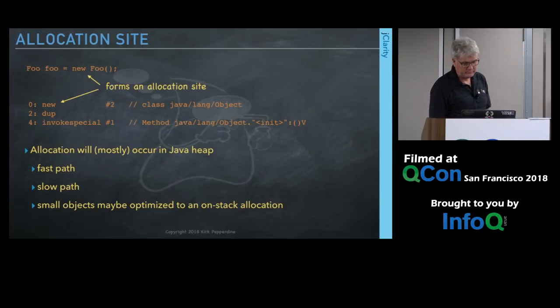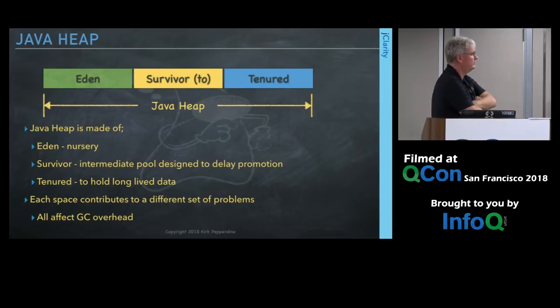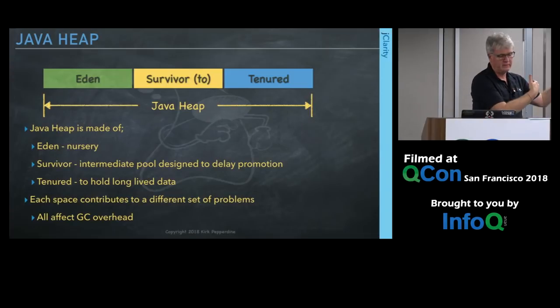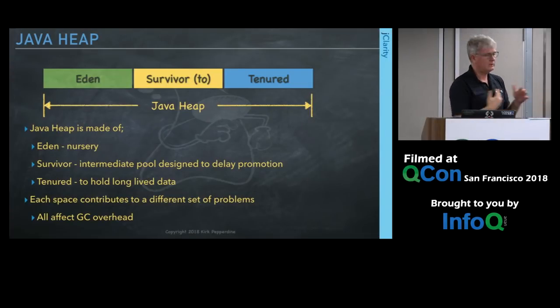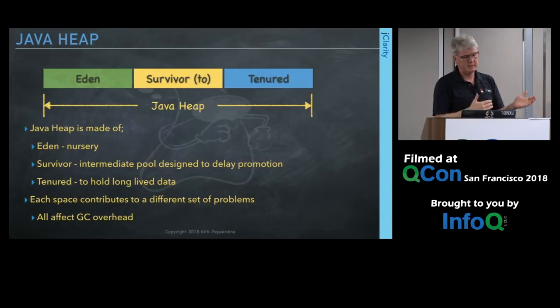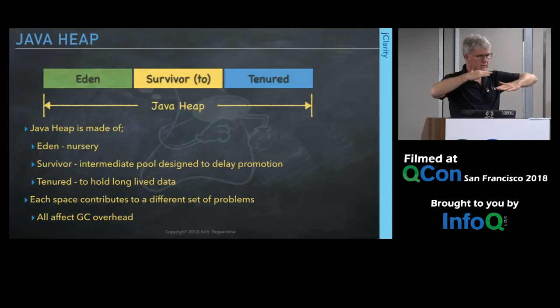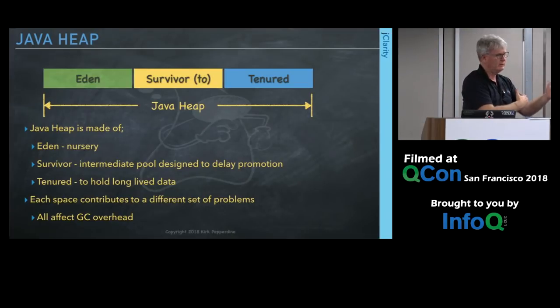Okay, so we're talking about allocations, so we get a little bit of understanding about the Java heap. Normally when I talk about the Java heap, I talk about it in the context of garbage collection. This time I'm going to talk about it in the context of the allocators. Now, there's always this interplay between the garbage collector and the allocators. They have to cooperate with each other in order to keep things rolling.